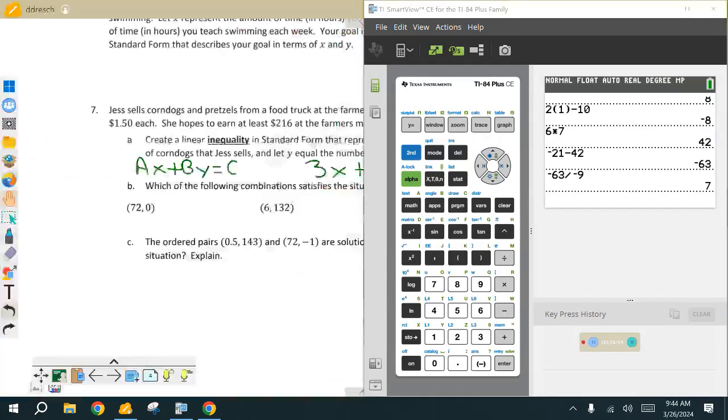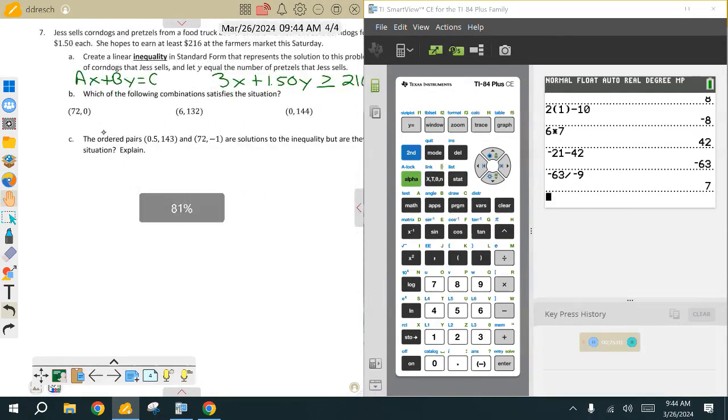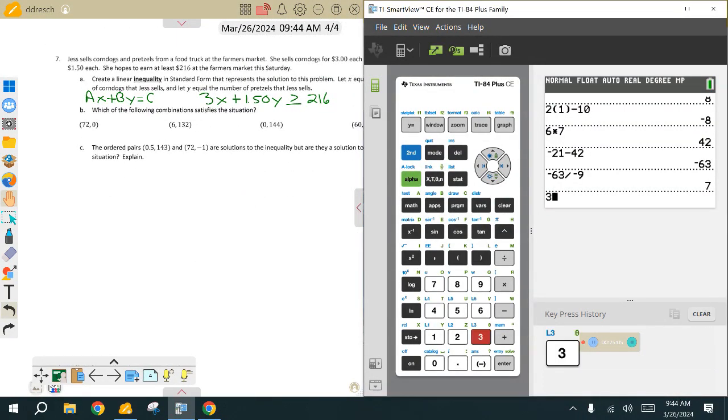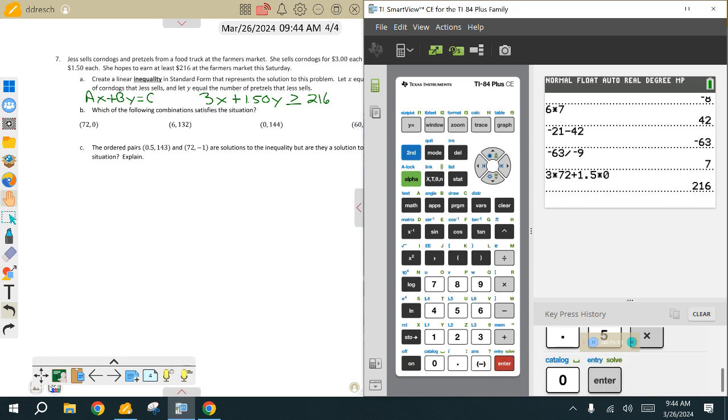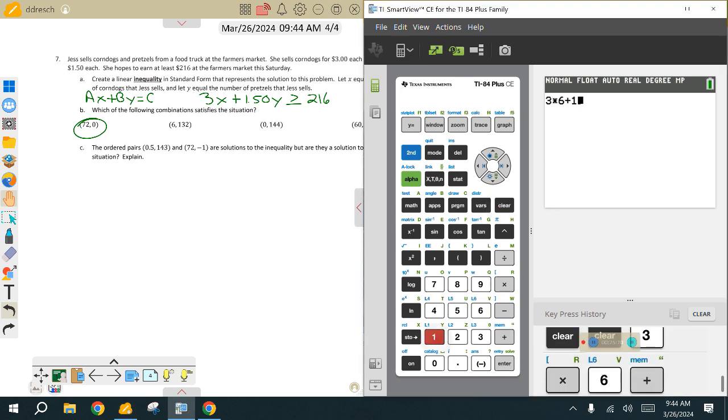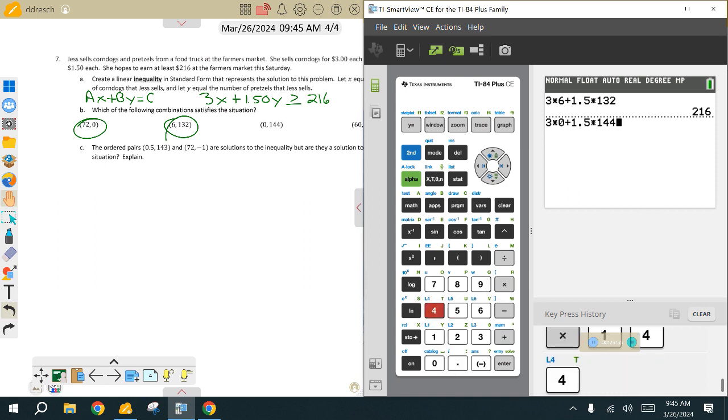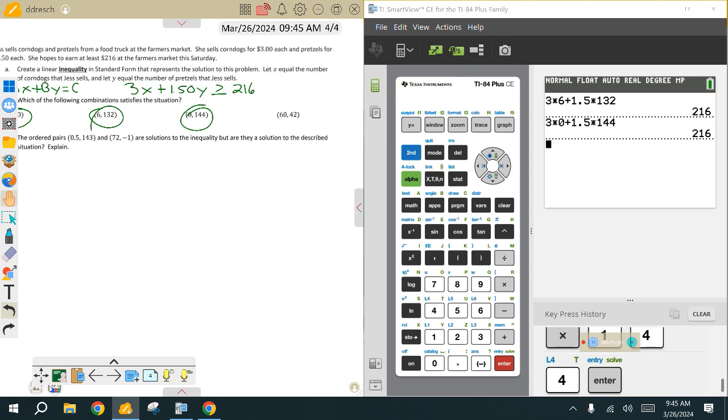Is she going to make that combo? So, on our calculator: 3 times 72 plus $1.50 times 0, which we know is going to drop out. Is she going to meet her goal? Yes. Okay, bad day for corn dogs: 3 times 6 plus $1.50 times 132. Is she going to meet her goal? Bad day for corn dogs again, but okay day for pretzels. Is she going to meet her goal? On the next one, kind of split: 3 times 60 plus $1.50 times 42. Did she meet her goal? She surpassed it, didn't she?